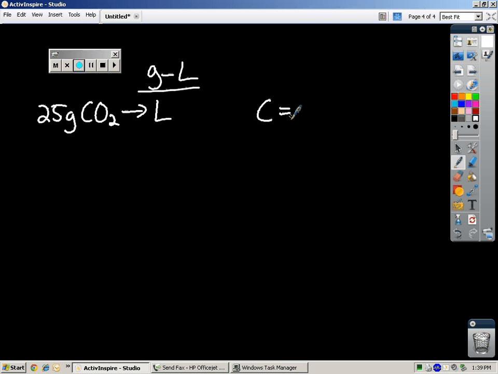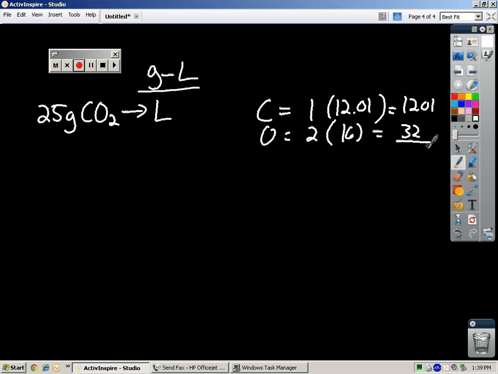Alright, carbon. Cheddar, how many carbons do we have? 1. What's its mass? Good. Oxygen, how many oxygens do we have? What's its mass? And we multiply 16 by 2. What do you get? 32. And you add that to 12.01. What do you get? Good. And what units do we put on that? Grams per mole. There you go. Very good. All right, so we got 44.01 grams per mole. Cheddar, pick somebody.